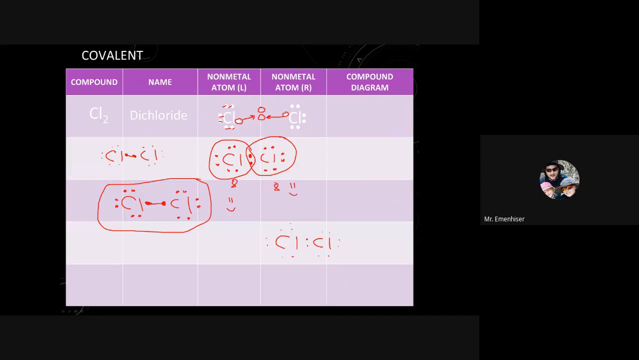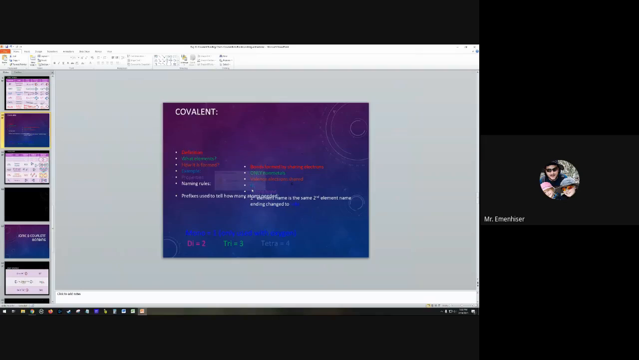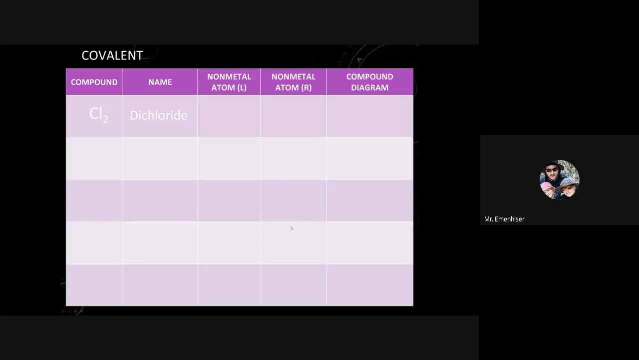You guys can see that there's 8 electrons on both those chlorines. So either of those works. You can draw the electrons between them to show that they're shared. You can even circle them to show that they're shared. Either of these diagrams is fine. Okay, that's chlorine. Now let's look at CO2, carbon dioxide.